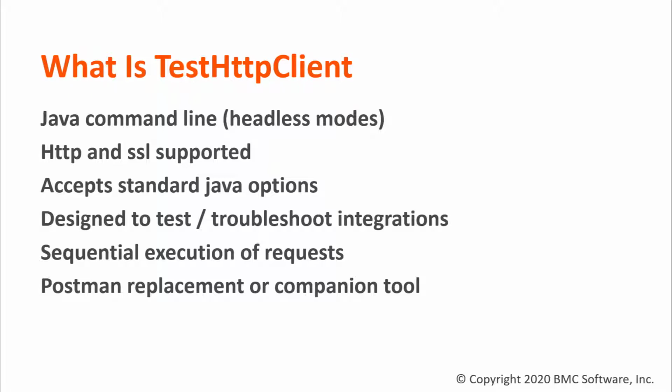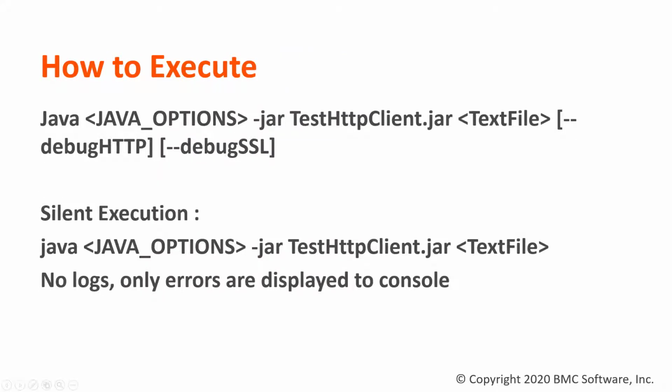or headless modes. Using plain text files, you can describe multiple HTTP requests and execute them in sequence. Standard SSL encryption is usable with well-known Java SSL flags. If you use Postman, this is a great replacement or companion tool. There are several command line execution options.